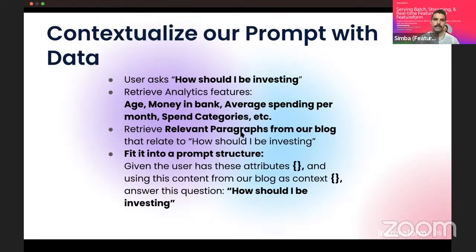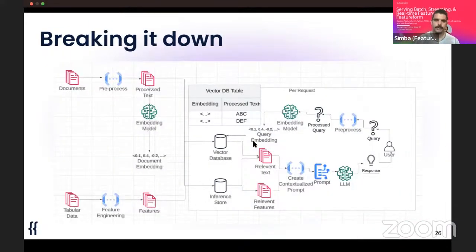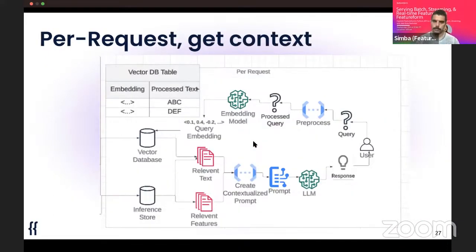So that's what RAG is. RAG is that retrieval augmented: retrieving data that's relevant, retrieving context, and augmenting the prompt with that context. So at the bottom, what we end up with is, given the user has these attributes and using this content from our blog post, answer the question X. So you're taking the user's question, but then you're fitting it into a structure that has more information. And the way to do that is in this. I'm going to break it down. Per request, you're going to want to grab the user ID. You're going to want to grab the user's question. You're going to want to use that information to retrieve the correct context to feed into the prompt.